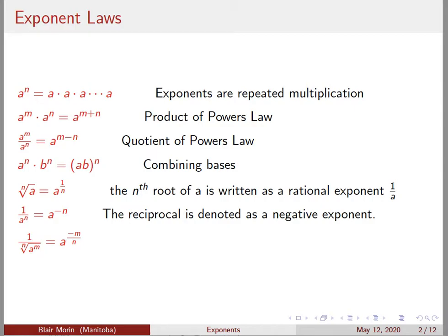Now combining a series of exponent laws together, we can get this complicated expression that I'm sure you're familiar with from grade 9, grade 10, and maybe a little bit of grade 11. Let us continue.